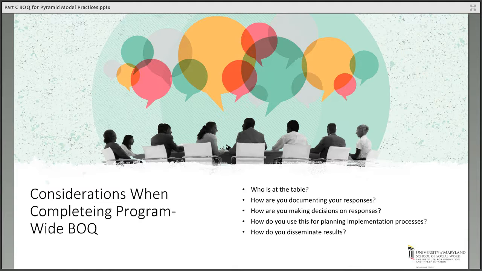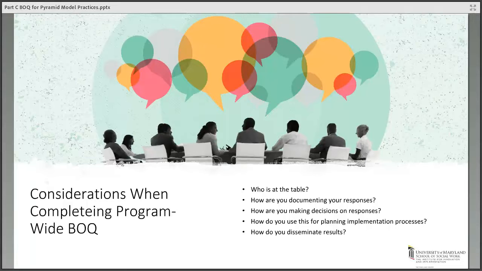So we thought it would be best not to review every single item because you have them in front of you, but to really be thoughtful about what the considerations are when completing a program-wide benchmarks of quality. For some programs, this may be new to you, or this may be something you've done before related to other kinds of implementation. But the thing to really think about is that you're doing this as a team.